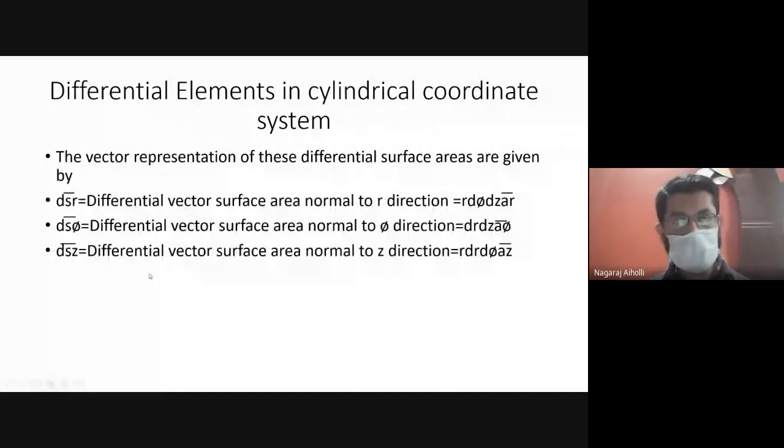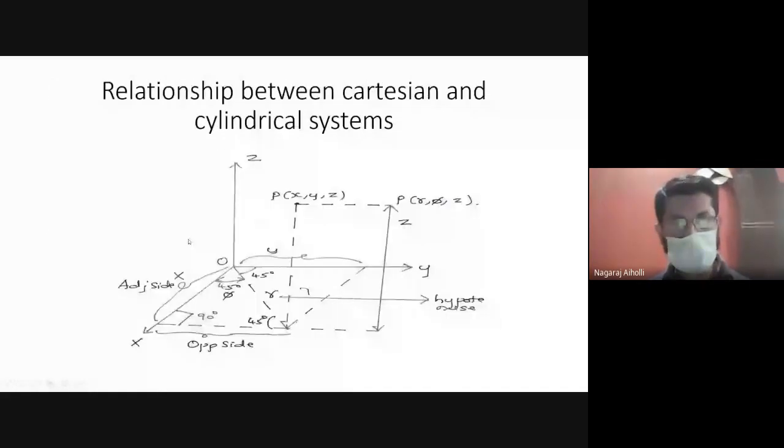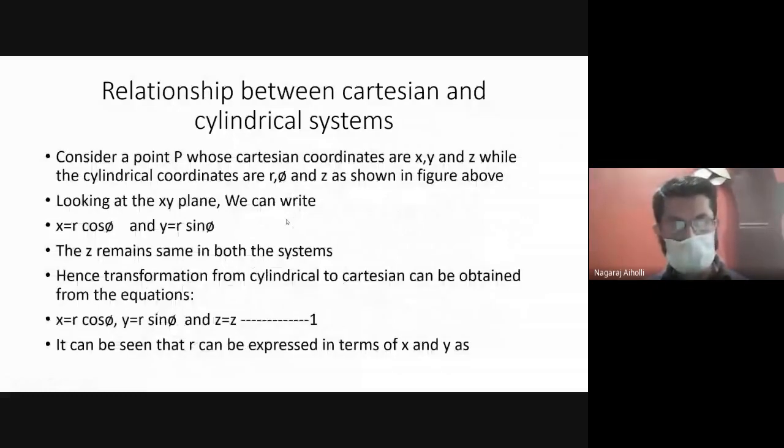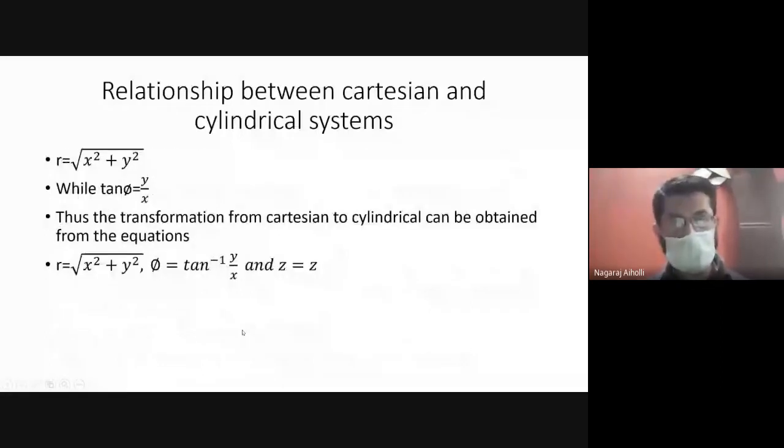Then the relationship between Cartesian and cylindrical systems. What are the relations in terms of equations? How to convert from cylindrical to Cartesian? These are the equations. Cylindrical to Cartesian: x equal to r cos phi, y is equal to r sin phi, and z equal to z. Then from Cartesian to cylindrical, that is r equal to square root of x square plus y square, phi is equal to tan inverse y by x, and z equal to z.